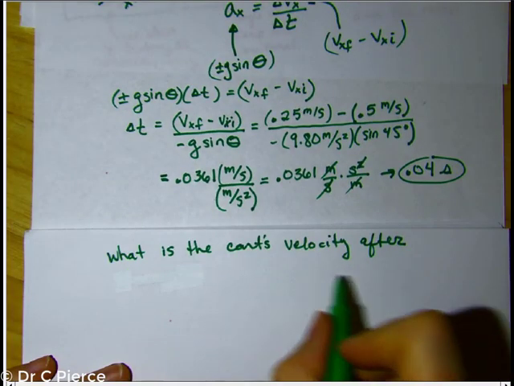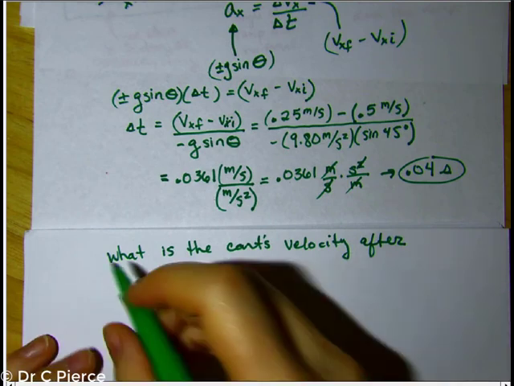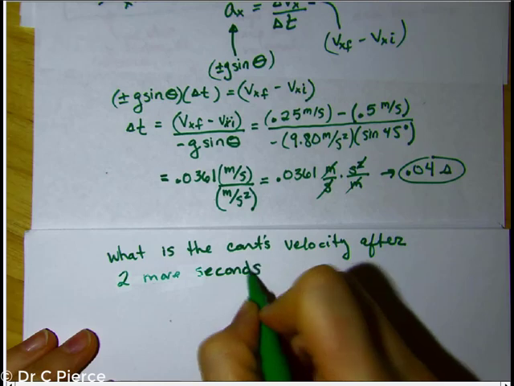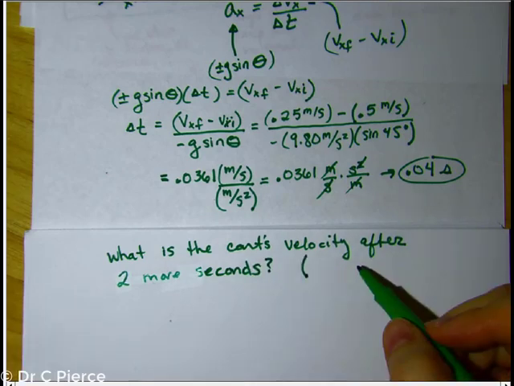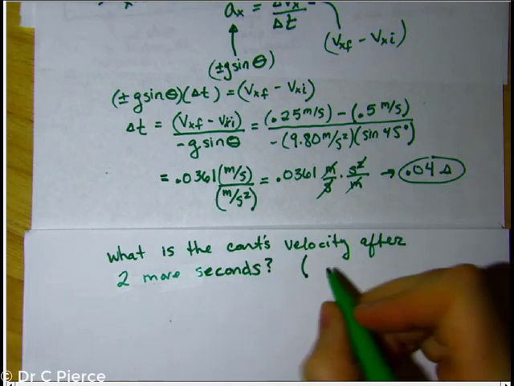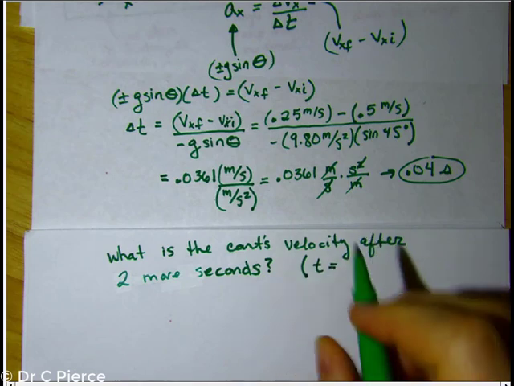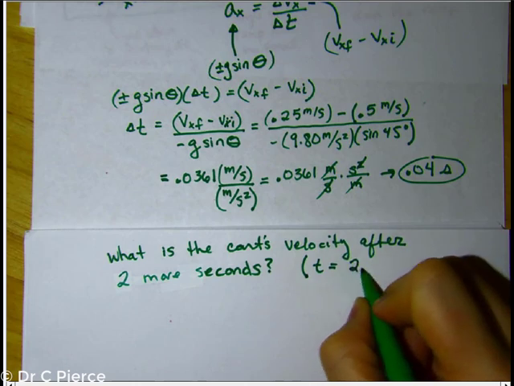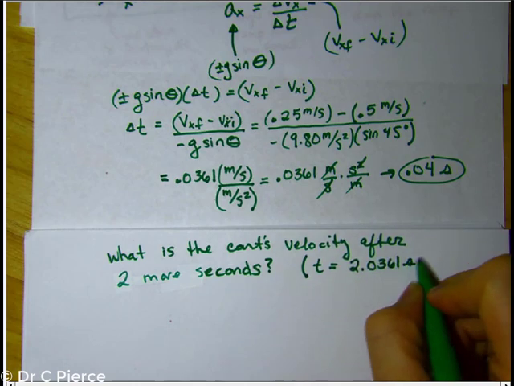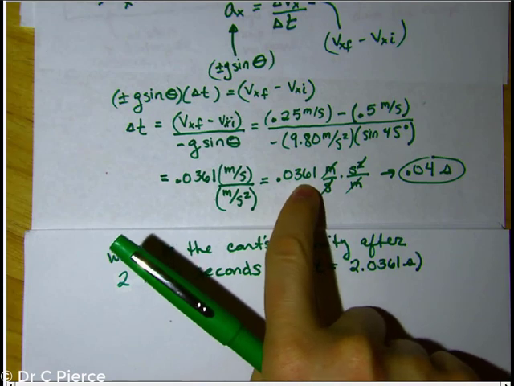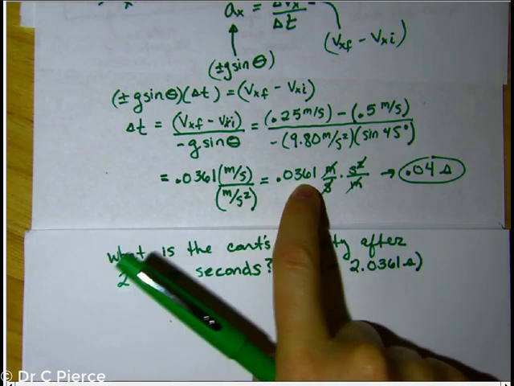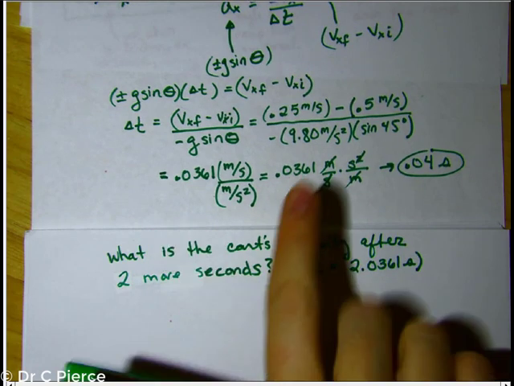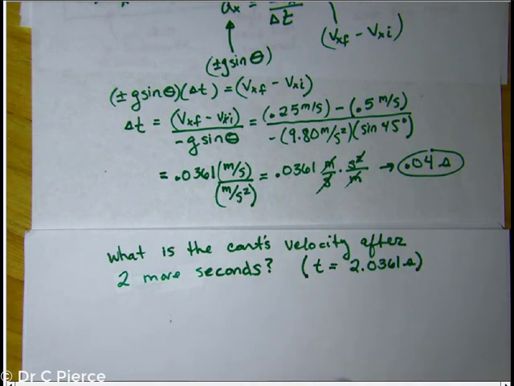What would the cart's velocity be after 2 more seconds? So that would be 2 more seconds after this. So I'm going to say t is equal to this value. The more precise value would be 2.0361 seconds. I used this number to keep going in the problem because I don't want to round to keep doing more math. I'm going to keep the extra digits, do more math, and then round the final answer.